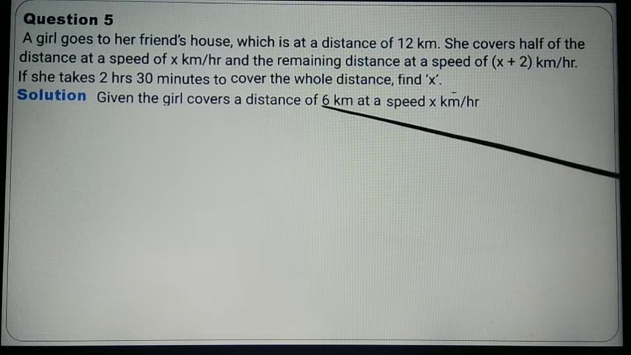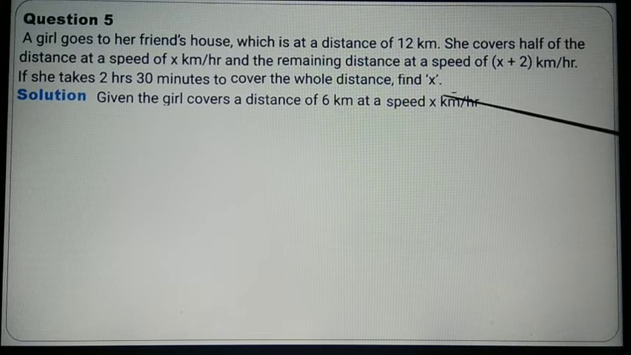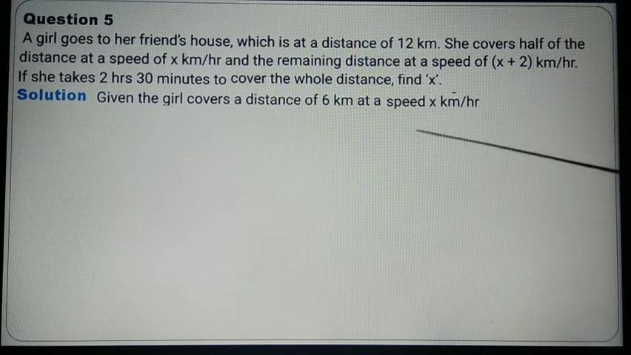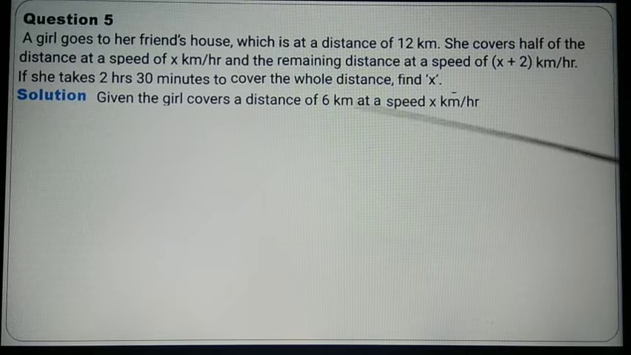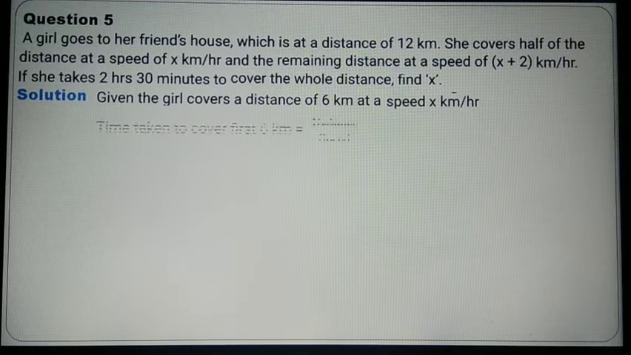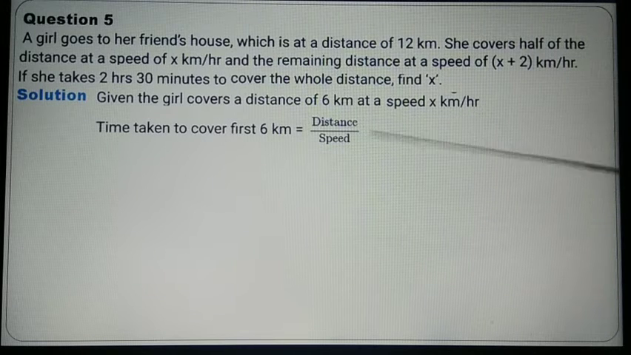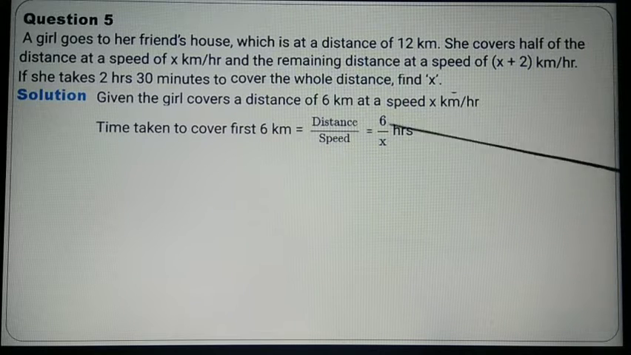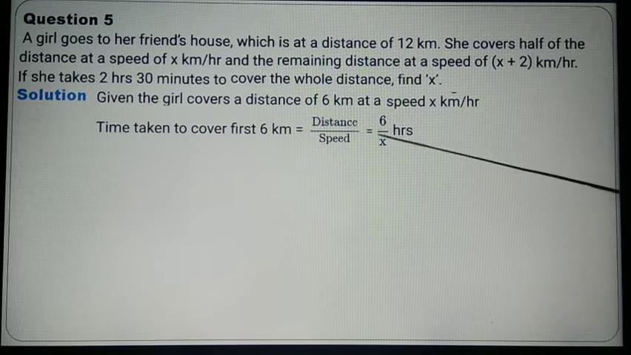So what is given? Distance is given, speed is given. So can we find the time taken by the girl to cover the first 6 kilometer? Yes, definitely. The time is given by distance by speed, and distance is 6 and speed is x. So this much time will be taken by the girl to cover half of the distance at the speed of x kilometer per hour.